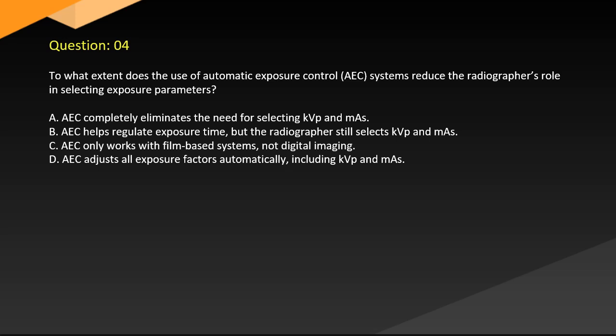Question 4. To what extent does the use of automatic exposure control (AEC) systems reduce the radiographer's role in selecting exposure parameters? A. AEC completely eliminates the need for selecting kVp and mAs. B. AEC helps regulate exposure time, but the radiographer still selects kVp and mAs. C. AEC only works with film-based systems, not digital imaging. D. AEC adjusts all exposure factors automatically, including kVp and mAs.